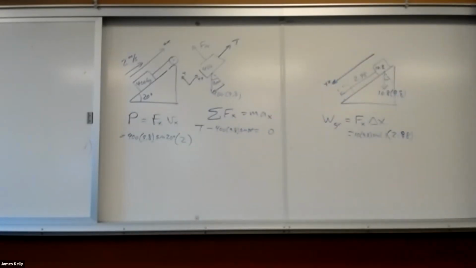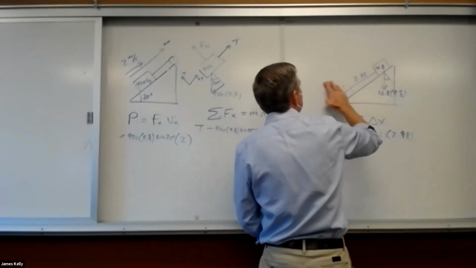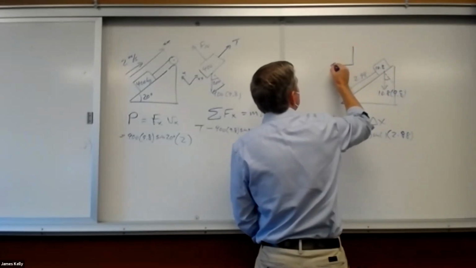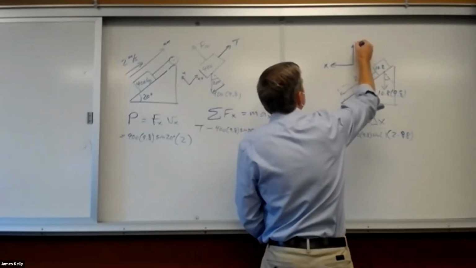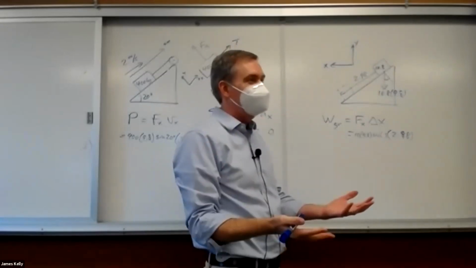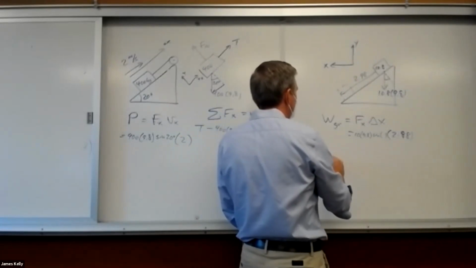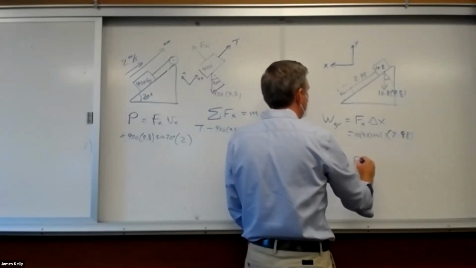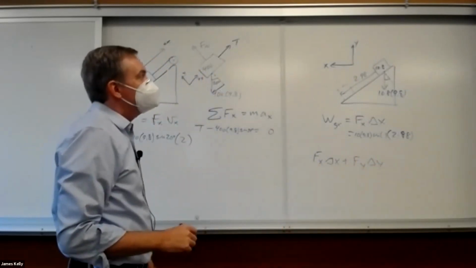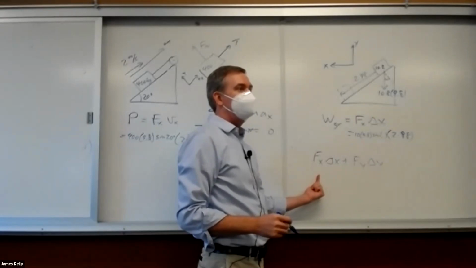Here's another way to do it, just to work the formulas a different way. What if I said, let's do this. Well, now it's not just moving along x or y, so I have to use the more general formula, Fx times delta x plus Fy times delta y. Are both of these non-zero in this problem?